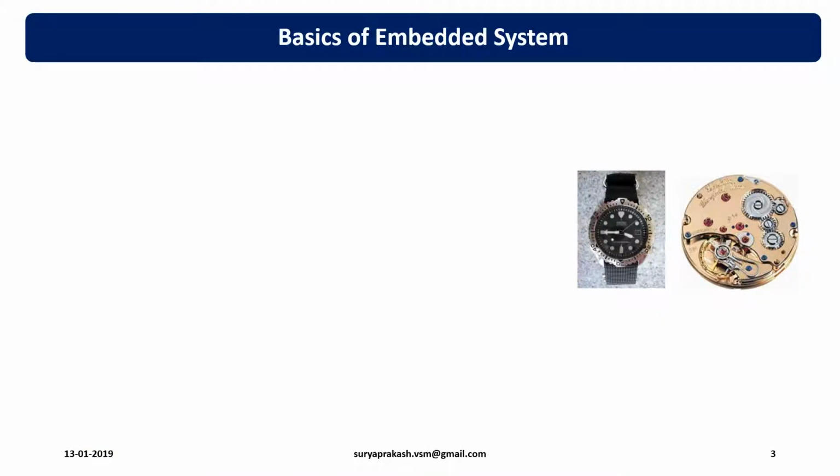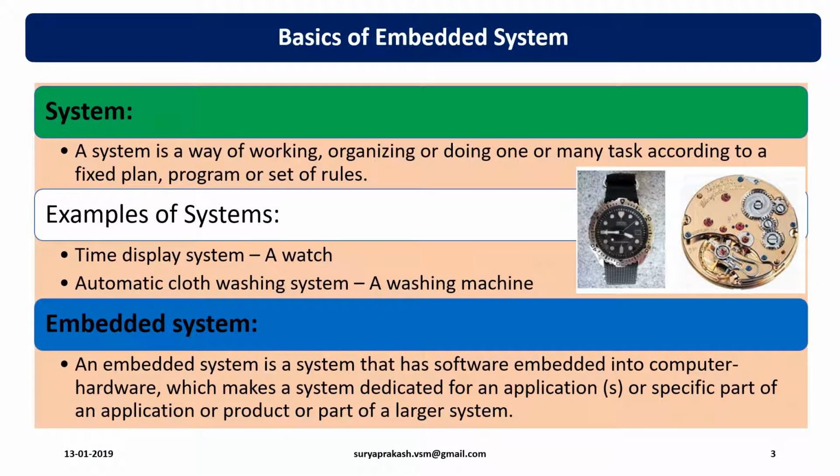So, a system is a way of working, organizing or doing one or many tasks according to a fixed plan, a program or set of rules. In software, you can define the rules. Examples of a system are a time display system, for example a watch, and also a cloth washing machine, which we can call a cloth washing system. There are varieties of washing machines which have only mechanical and electrical parts involved. When you include any coding, this is called an embedded system.